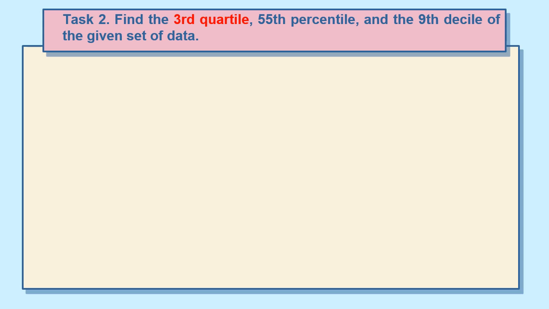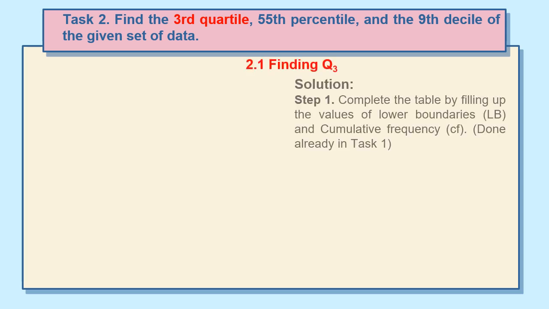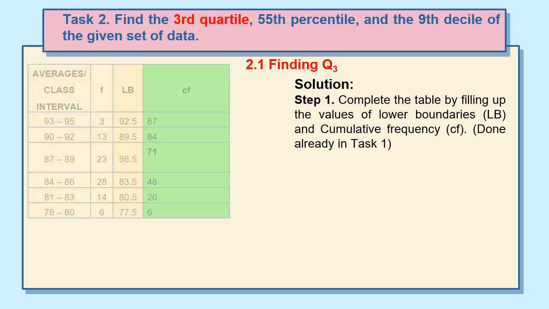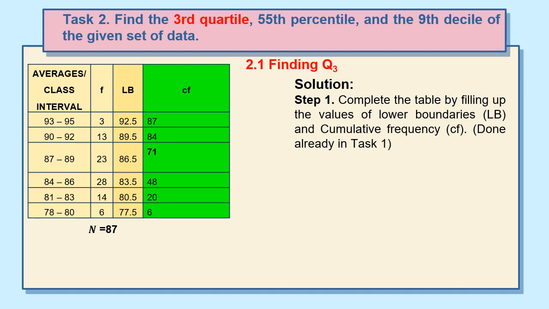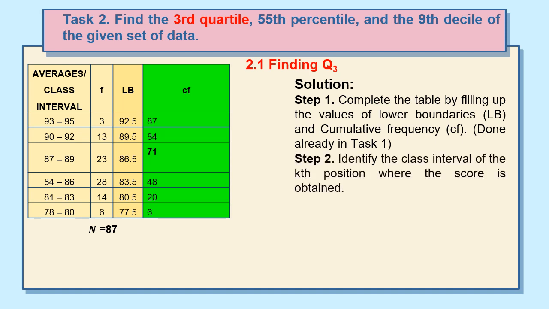In task 2, we will find the third quartile, 55th percentile, and the 9th decile of the given set of data. Let us begin in finding the third quartile. Solution step 1. Complete the table by filling up the values of lower boundaries LB and cumulative frequencies CF. This is done already in task 1. Let us proceed to step 2.